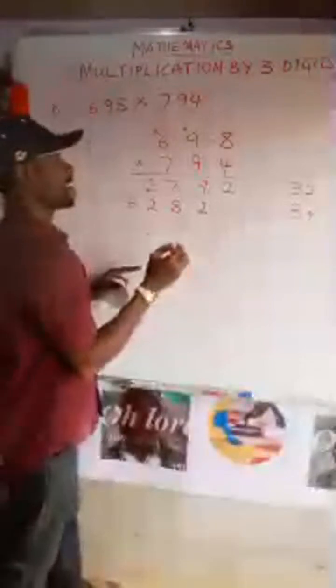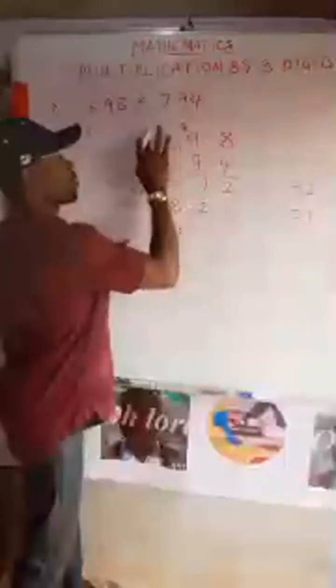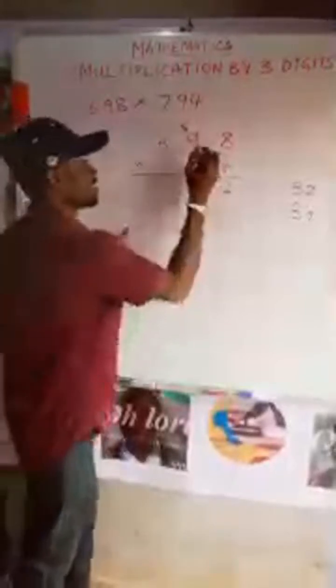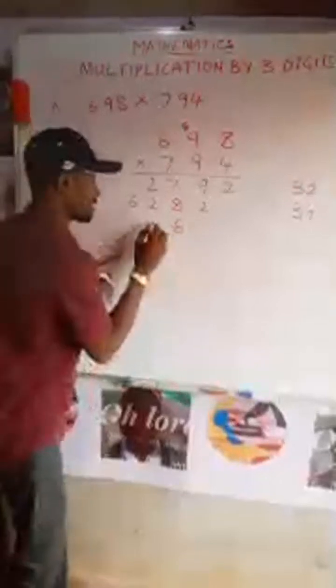And then with 9, the next number is 7. 7 times 8 is 56. Are you there? You now write your 6 and carry 5. 7 times 9 is 63. 63 plus 5 will give you 68. You write 8 and carry 6.